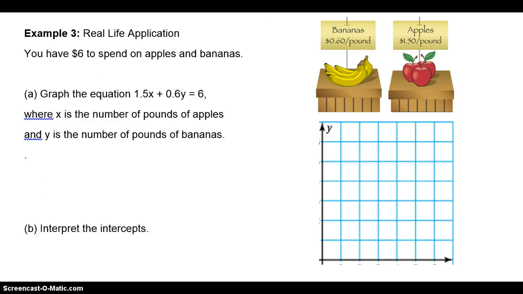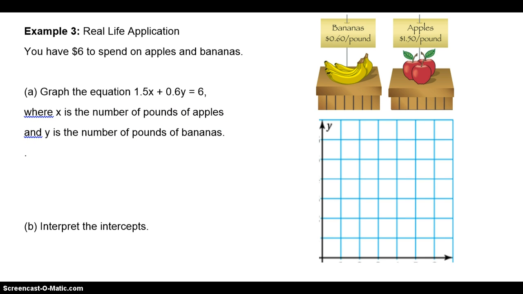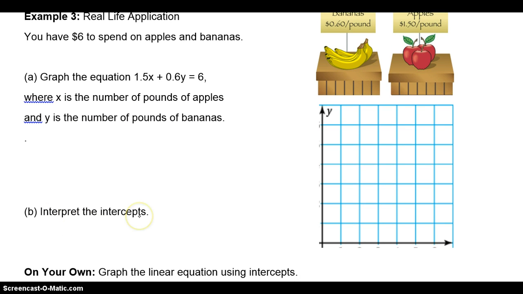Okay, moving on to the next question, the application problem. You have $6 to spend on apples and bananas. Graph the equation 1.5x plus 0.6y equals 6, where x is the number of pounds of apples and y is the number of pounds of bananas. And then for the next part, we'll have to interpret the intercepts.